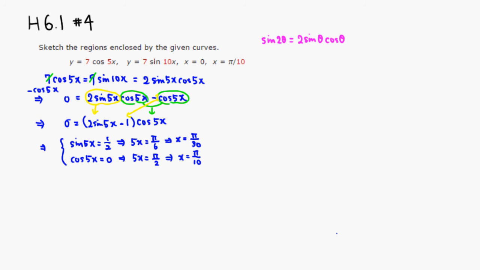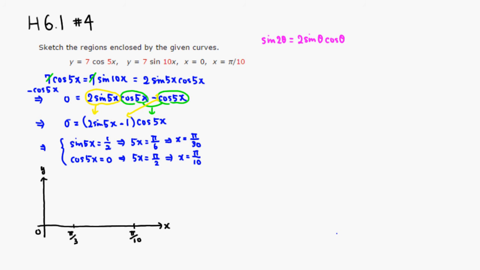So the graph is going to look like this. You have the y-axis, and we have the x-axis and the origin. Pi over 10 is going to be probably around here. And pi over 30 is 1/3 of that, so it's around there. Then let's draw 7 sine of 10x.